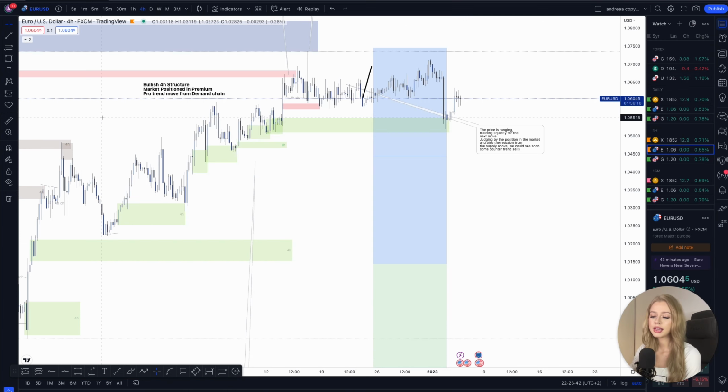The idea is that when you enter a trade, you will actually be profitable only when you will know when to actually exit that trade. And if you don't know what's happening on higher time frames, most probably you will be confused and you won't know when to close that trade.